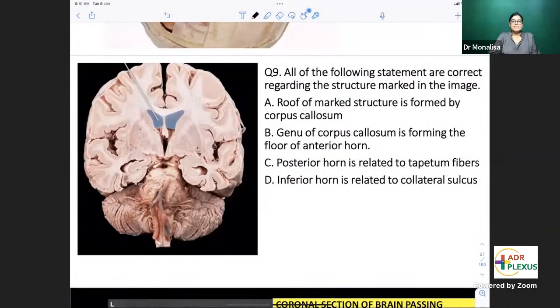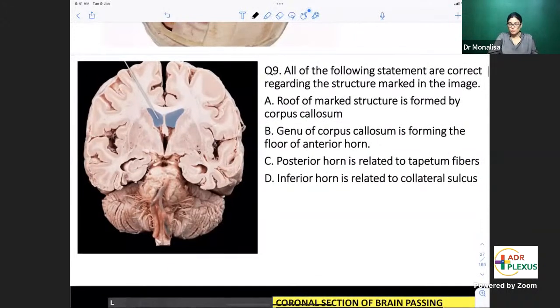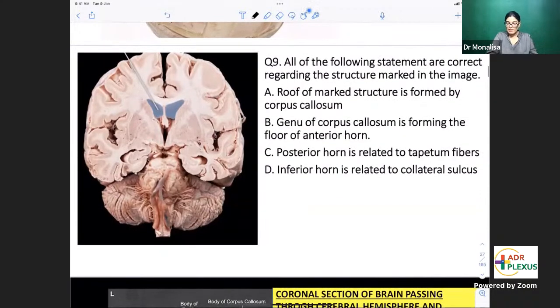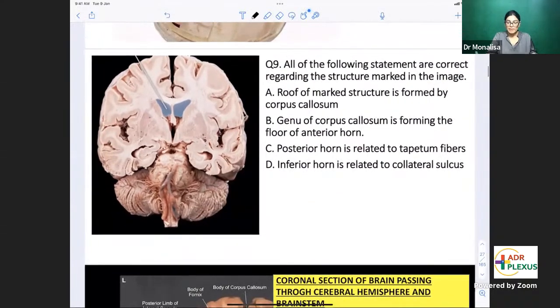Okay, so you can see a highlighted image has been shown to you. All of the following statements are correct regarding the structure marked in the image, except, so you have to find the odd man out, which is not the correct statement here. Which of the following is not the correct statement? First, you have to identify the cavity, and then tell me which is the incorrect statement about that space marked.